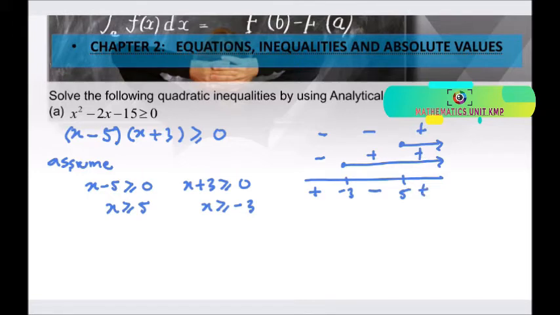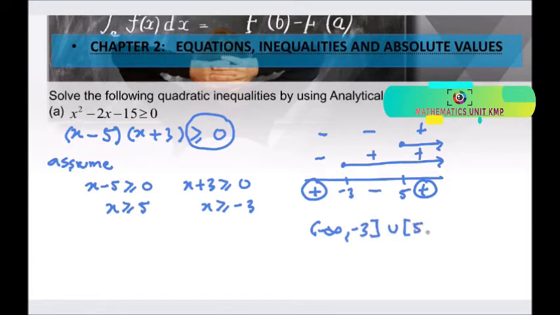Okay, so let's look back at the quadratic inequality that we already factorized. The sign here, greater than or equal to 0, means positive. So our value for x is negative infinity to negative 3, closed interval here, union 5 to infinity.